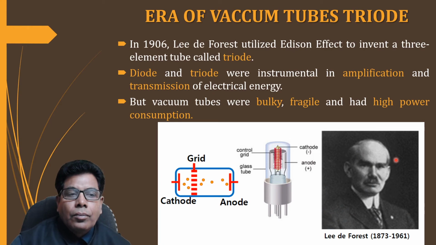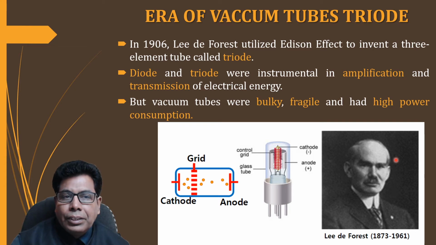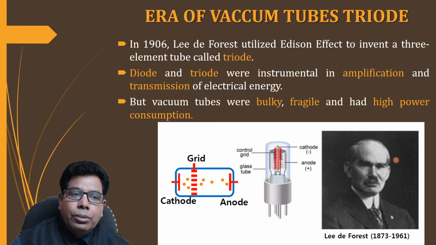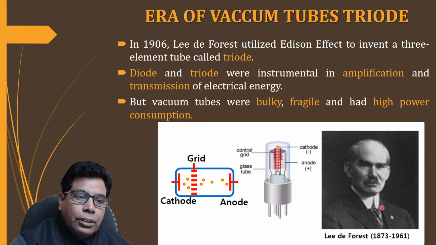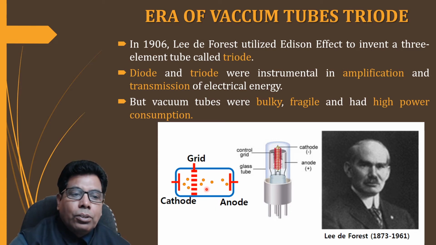Then in 1906, Lee De Forest utilized the Edison effect to invent another element, that is the triode. It is a three electrode device. So here you can see there is an anode, there is a cathode, and there is one more element that is called the grid. The grid will control the flow of electrons. That's why it is called the control grid.